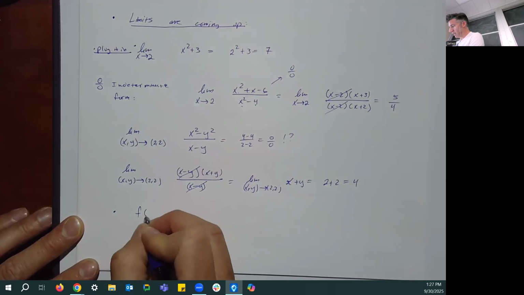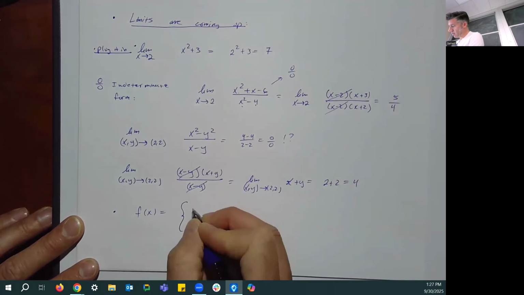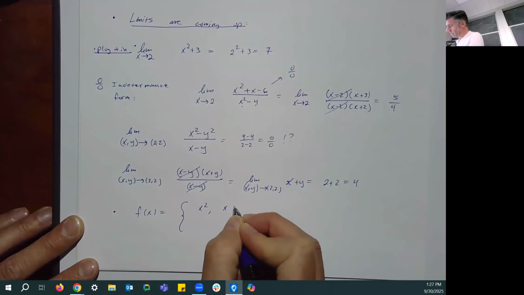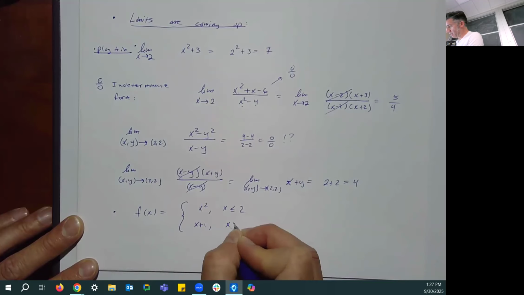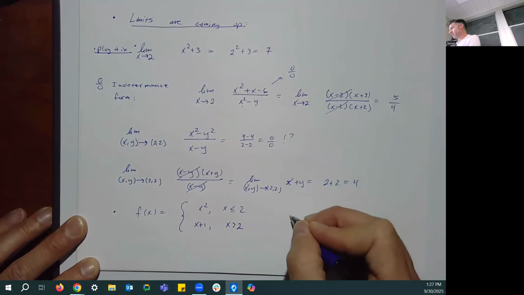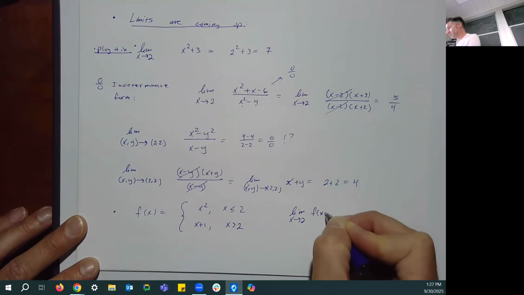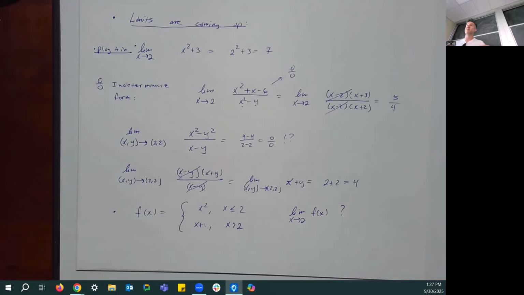So if our function is, say, x squared when x is less than or equal to 2, and x plus 1 when x is bigger than 2, if I ask what's the limit as x approaches 2 of f of x, well, we have to look at the limit from the left and the limit from the right and see if they're equal to each other.